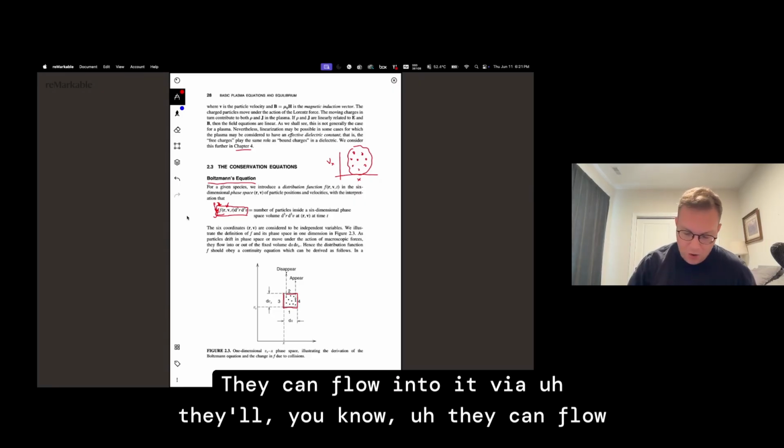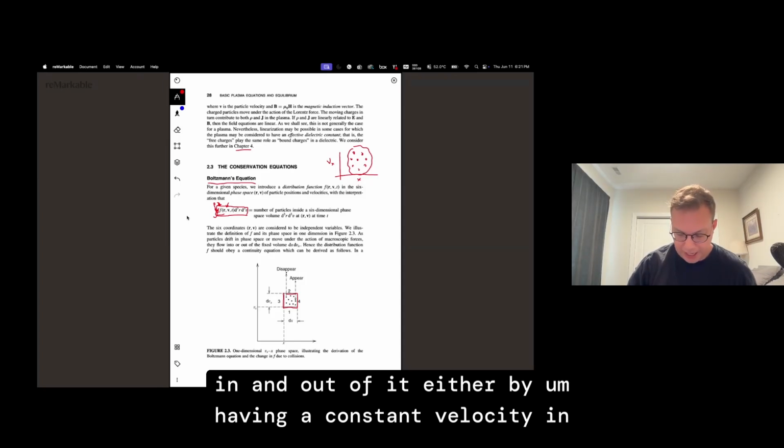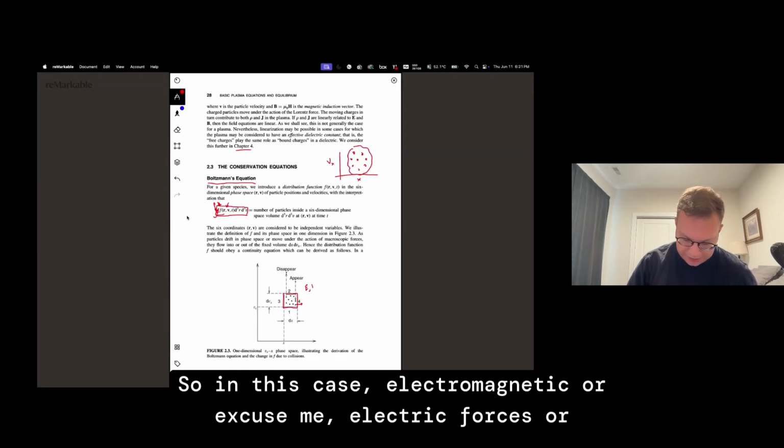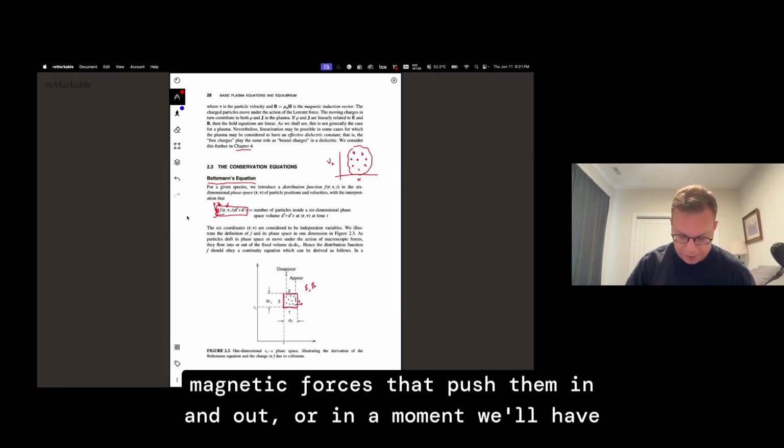They can flow in and out of it either by having a constant velocity and moving out in x, or they can be pushed or pulled out of it by forces. So in this case, electric forces or magnetic forces that push them in and out.